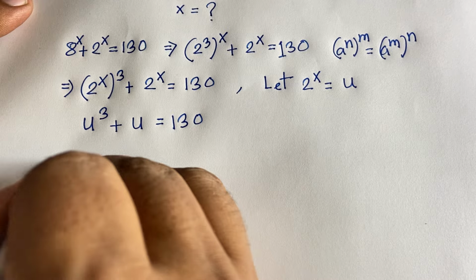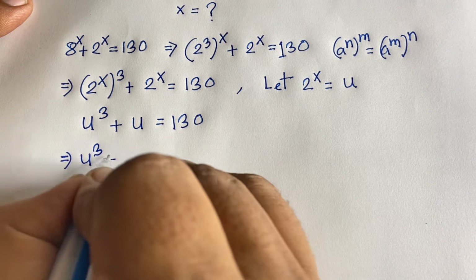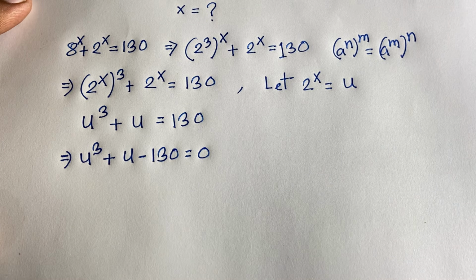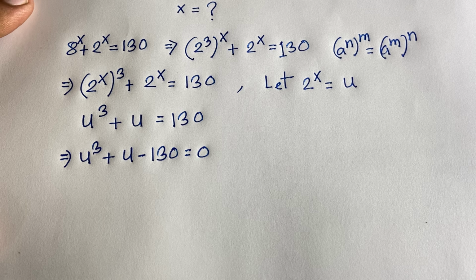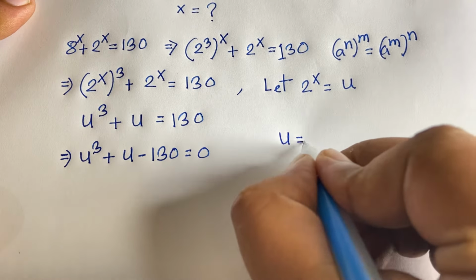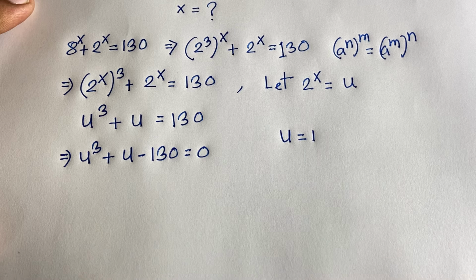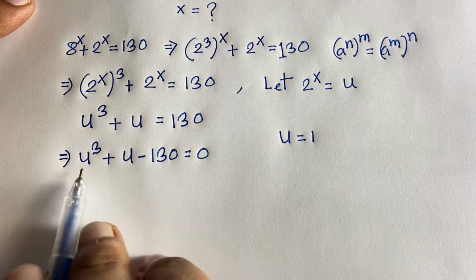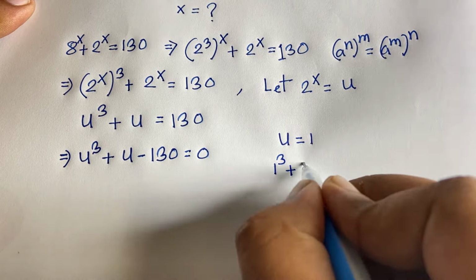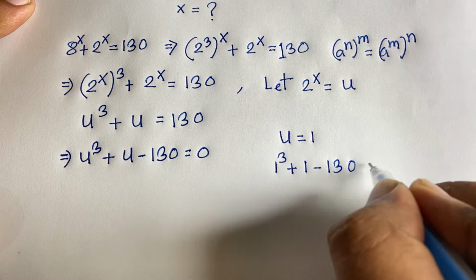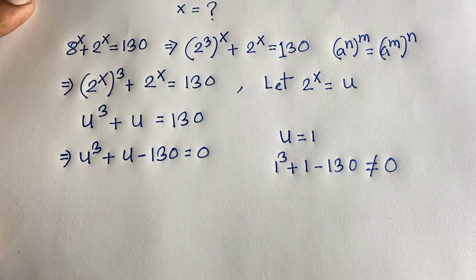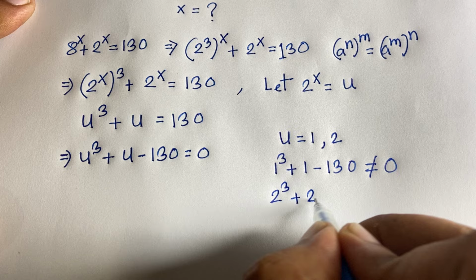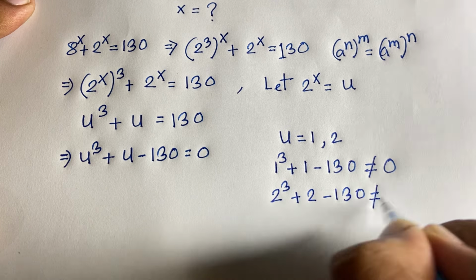So this equation becomes u to the power 3 plus u minus 130 is equal to 0. First of all, if you think u is equal to 1, we'll find one factor of this cubic equation. But 1 cube plus 1 minus 130 is not equal to 0. If you think u is equal to 2, then 2 to the power 3 plus 2 minus 130 is not equal to 0.